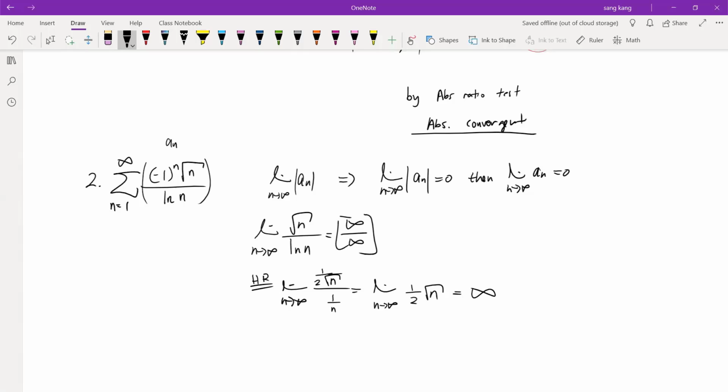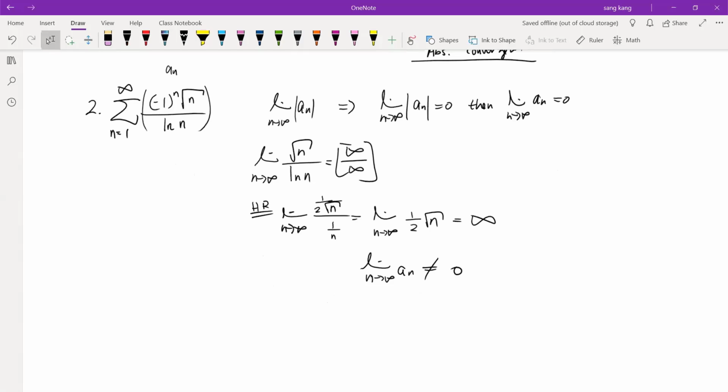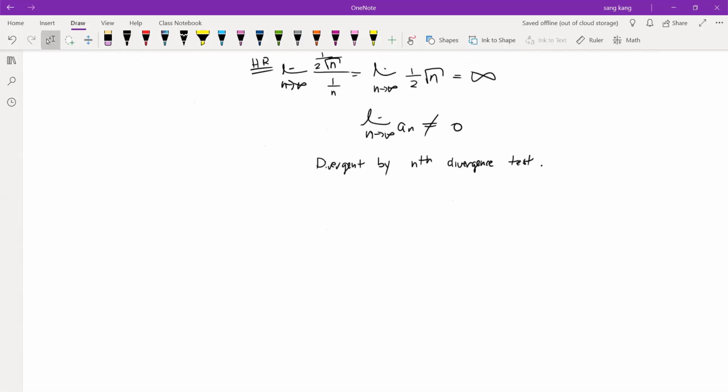So our limit of an does not equal 0. So this actually fails the divergence test, which means that it also fails the alternating series test. So this is divergent by nth divergence test. Okay, so any questions on that one?